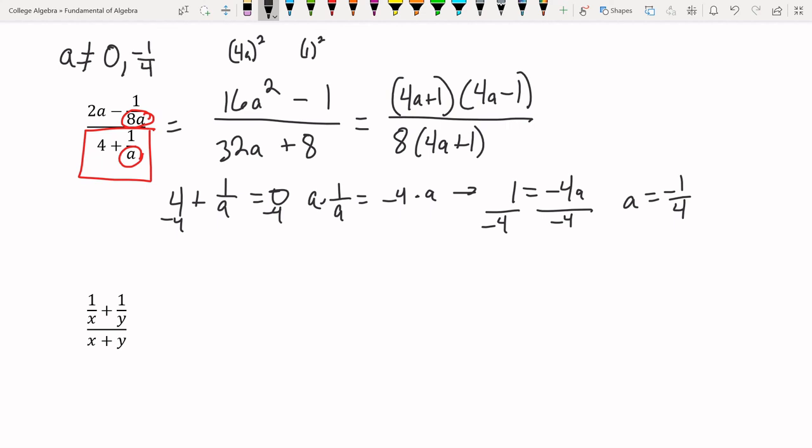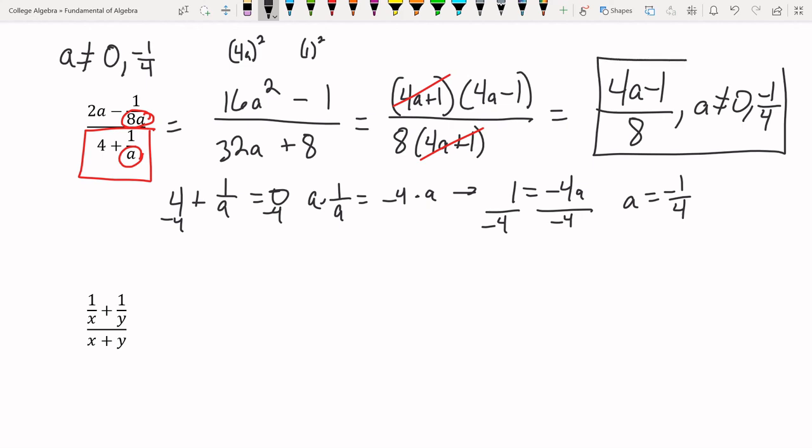I should have done this in the beginning, but I skipped that step. Now we can cancel out these guys, and we can say 4a minus 1 over 8, where a does not equal 0 or negative 1/4. And that is simplified for us.